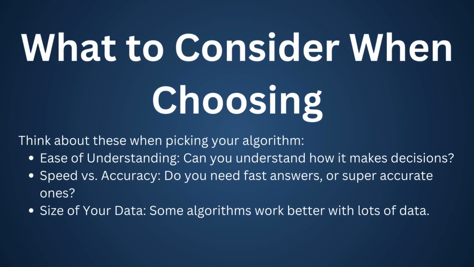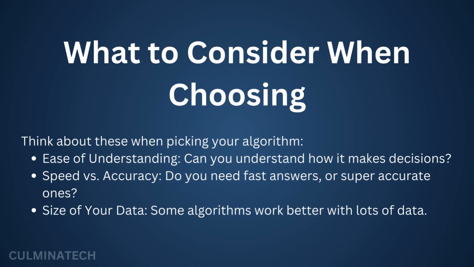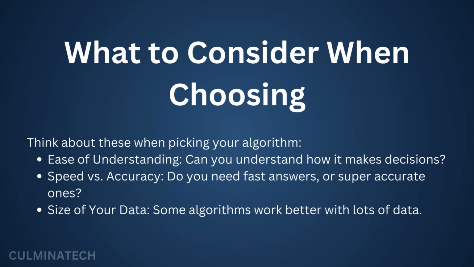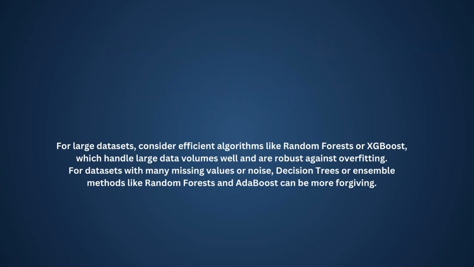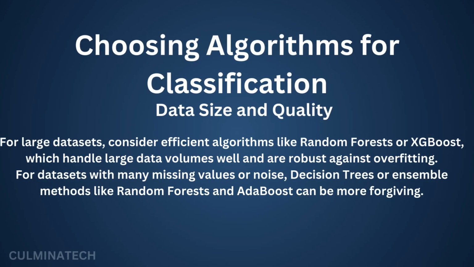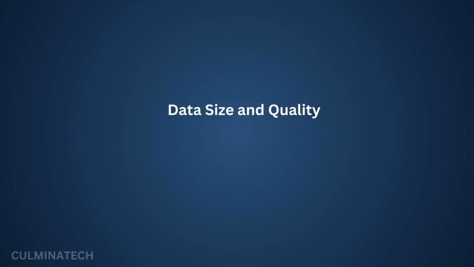So now let's move on to what to consider when choosing an algorithm. You can look at ease of understanding, the speed and accuracy, and the size of data. When we need to sort data into categories, you have decision trees, logistic regression, SVM. You can also look at data size and quality. For large data sets, random forest or XGBoost. If you have missing values or noise, you have random forest and AdaBoost decision trees. They can handle this.